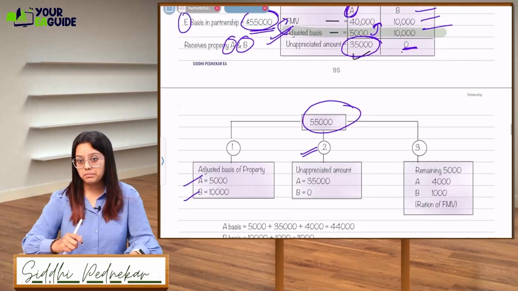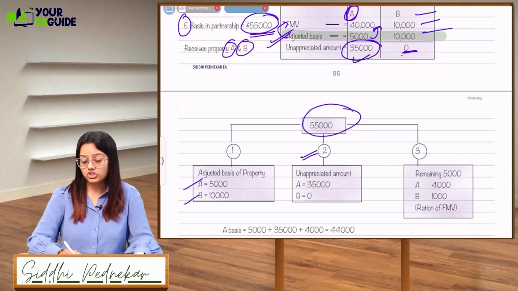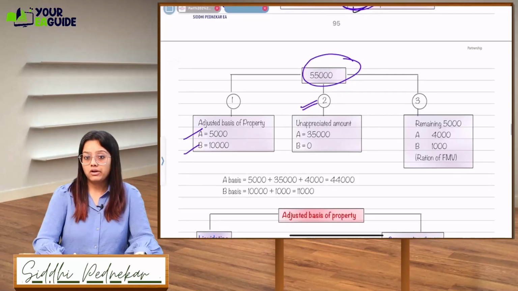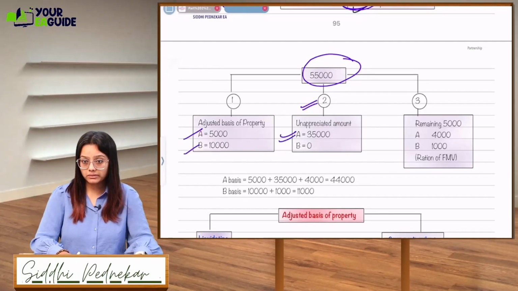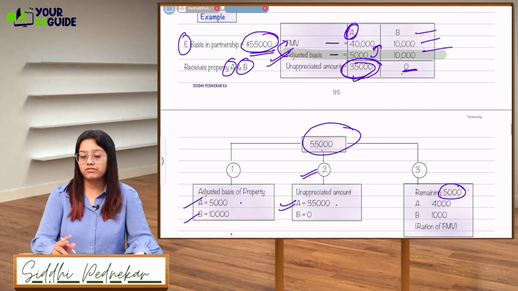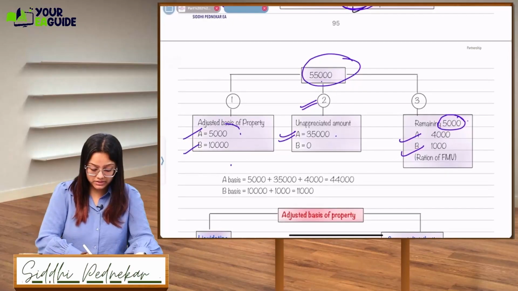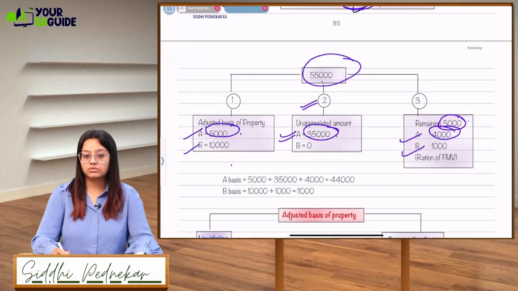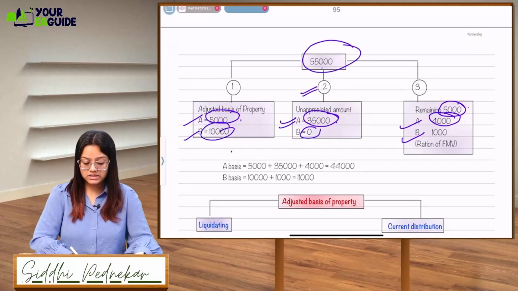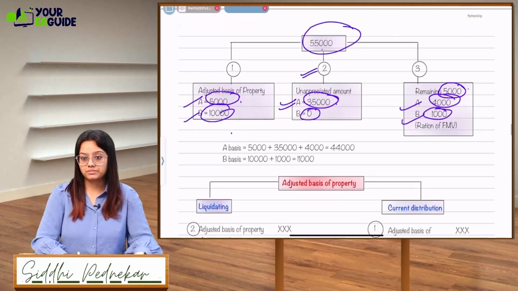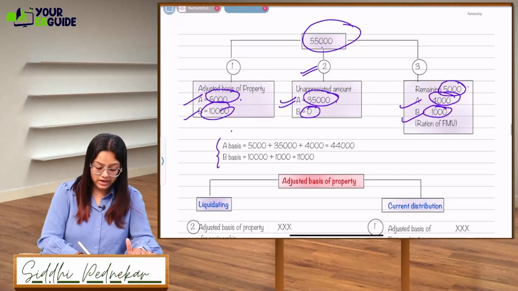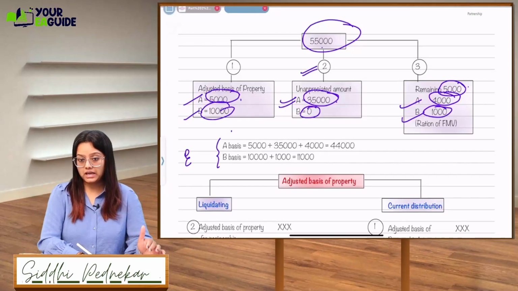Second in the sequence, is there any appreciation? Yes, A is appreciated by 35,000. So I am going to allocate the next 35,000 from the 55,000 to property A. Now whatever is remaining out of 55, reduce 5, reduce 10, reduce 35. Whatever is remaining, 5,000, I will allocate in the ratio of the FMV, that is 4:1. So for A, the value will be 5,000 plus 35,000 plus 4,000. Same way for B, the value will be 10,000, 0 and 1,000. That will be 11,000.